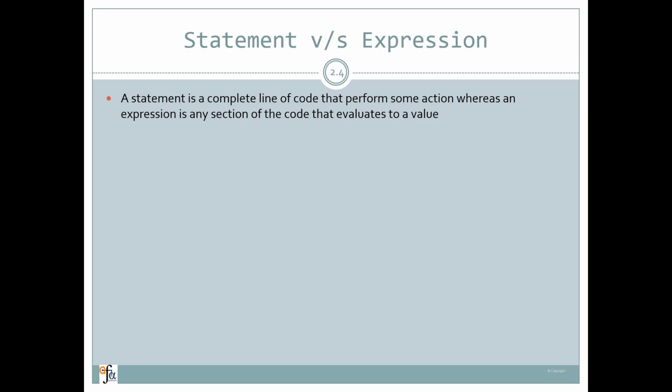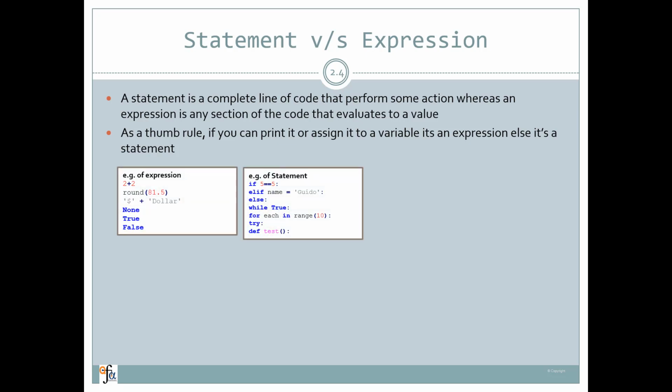A Python program is made up of statements and expressions at a granular level. A statement is a complete line of code that performs some action, whereas an expression is any section of the code that evaluates to a value. As a thumb rule, if you can print or assign the section of the code to a variable, it's an expression, otherwise it's a statement. These are some examples of expressions and statements. Don't worry if you do not understand these statements right away. Soon you will be an expert in this.